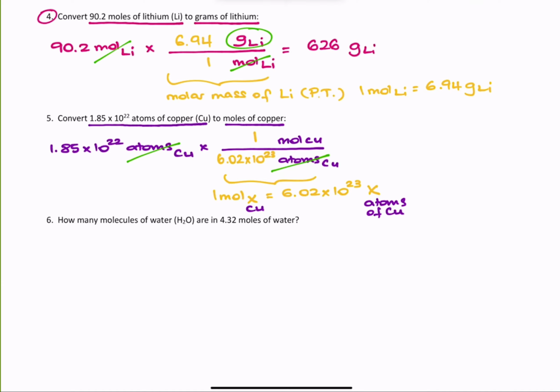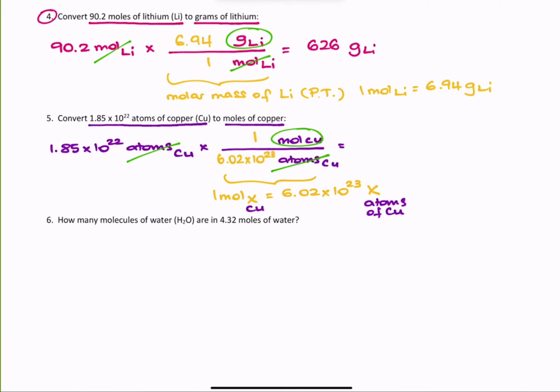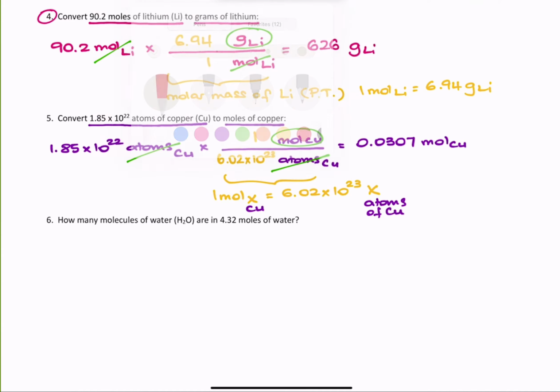Then atoms of copper cancel, the mole is left, and you plug this into your calculator and you will get, to 3 sig figs, 0.0307 moles of Cu. Now be careful when you're going to type this on your calculator. You cannot overuse the parentheses, but remember that you want to place parentheses here at the bottom to be sure to divide by 6.02 times 10 to the 23rd. Okay?